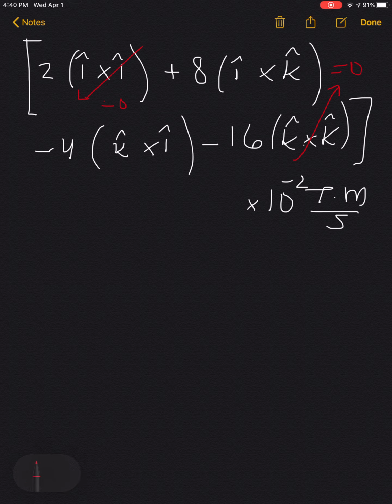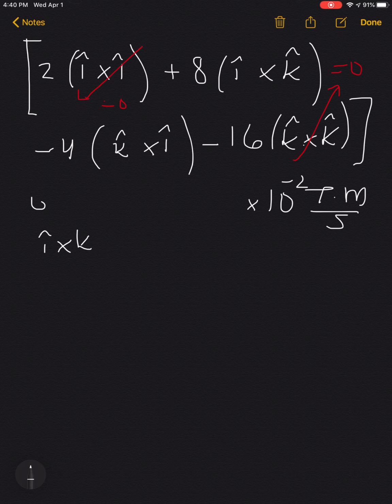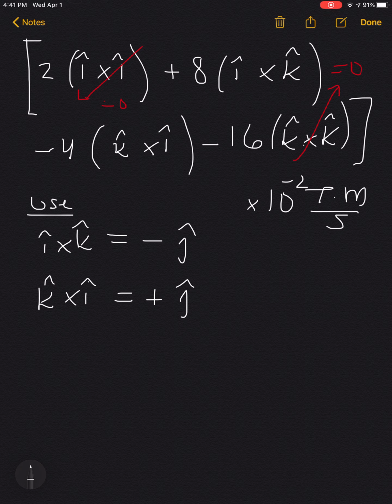The other pieces, we can use the fact that I cross K is equal to, if you do the right-hand rule, you find that this is minus J hat. But using the fact that when you flip the ordering of the cross product, you also have that K cross I hat is opposite that. So this is positive J. So what we have is the remaining terms.